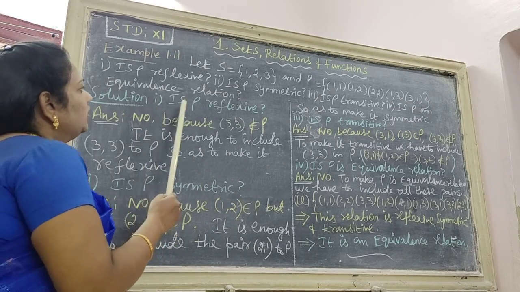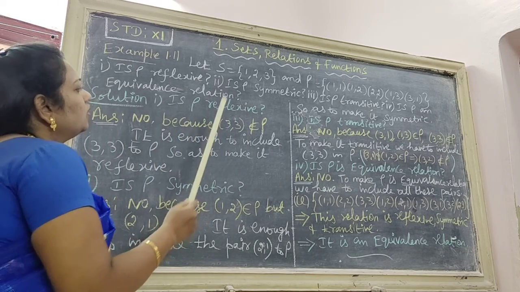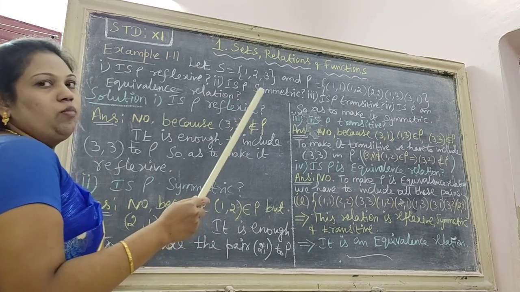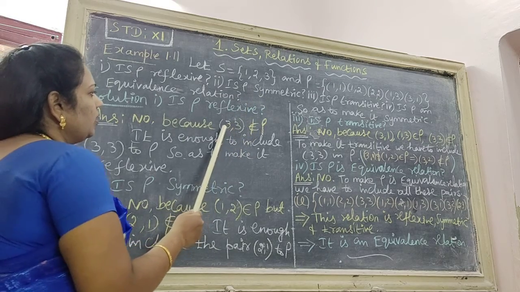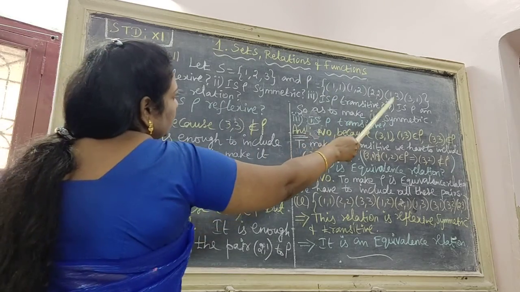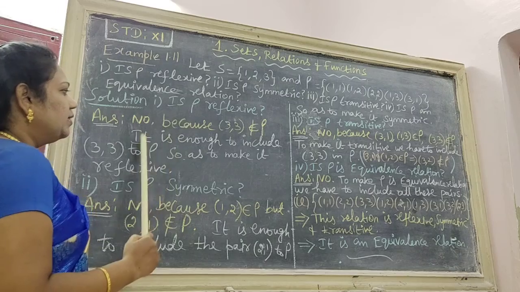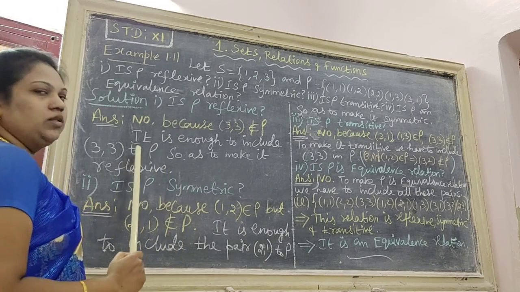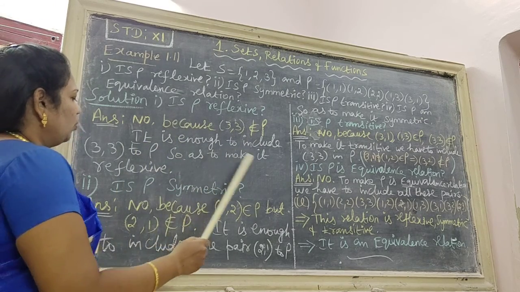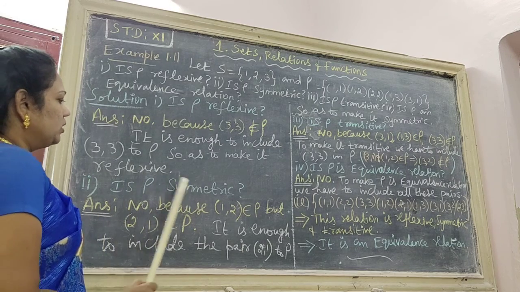Solution number 1: is ρ reflexive? The answer is no, because reflexive means (a, a) belongs to R, that is (3, 3) belongs to ρ. Here (3, 3) does not belong to ρ. It is enough to include (3, 3) in ρ so as to make it reflexive. Clear?